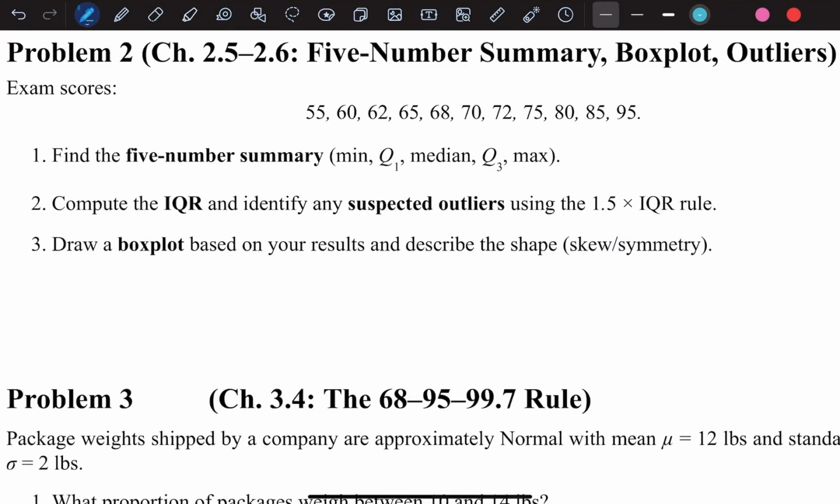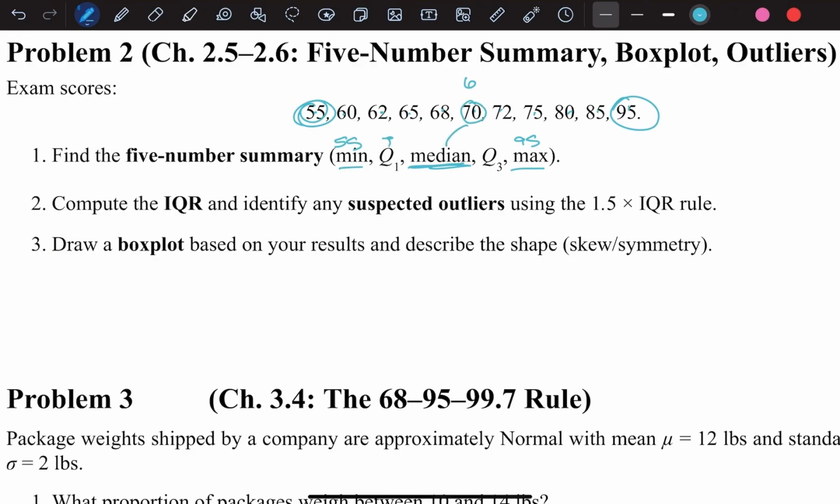Problem 2, 5-number summary, box plot, and outliers. For the 5-number summary, start by finding the min, which is the lowest value, 55. The max, the highest value, 95. Finding the median, if you have 1, 2, 3, 4, 5, 6, 7, 8, 9, 10, 11, an odd number means there's only going to be one number in the middle. Since it's 11, we'll be right in the middle at 6, which will make our median 70.